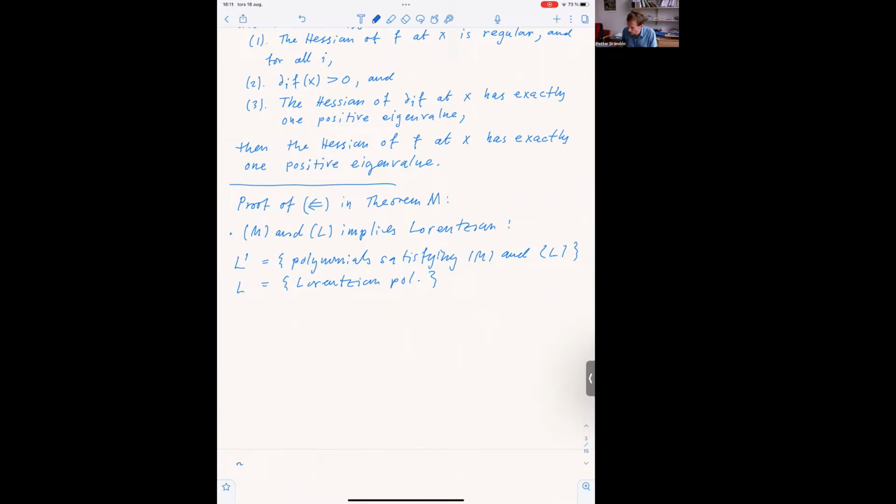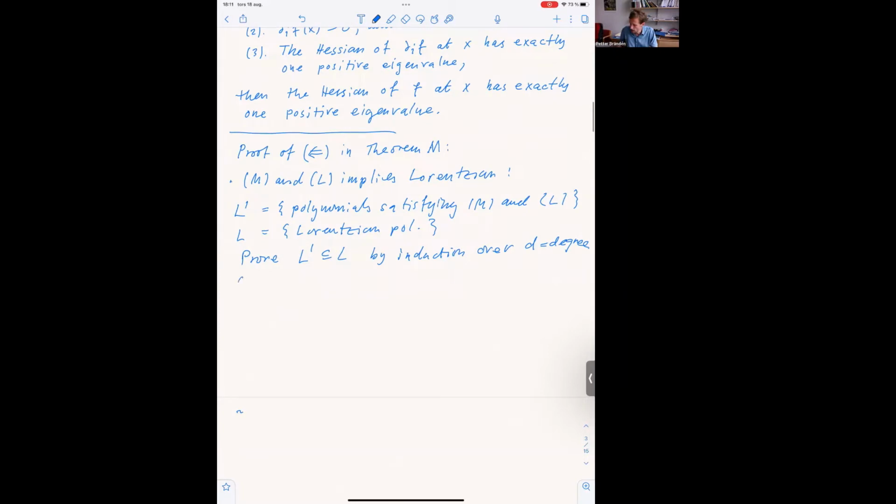So now we want to prove that L prime is a subset of L by induction over the degree. Okay. And we start with d equals 2. But then we have nothing to prove.